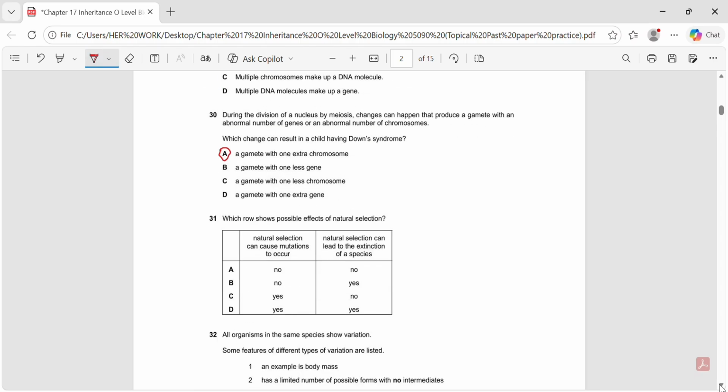Moving on, the next question asks which row shows possible effects of natural selection. The correct answer is B. Natural selection does not cause mutations to occur, but it can lead to the extinction of a species.